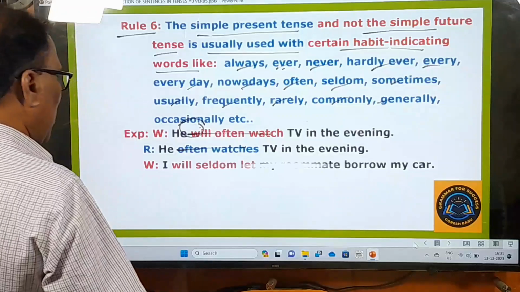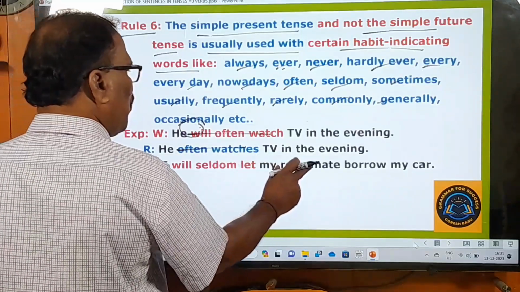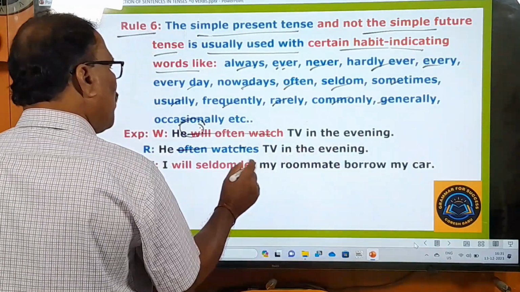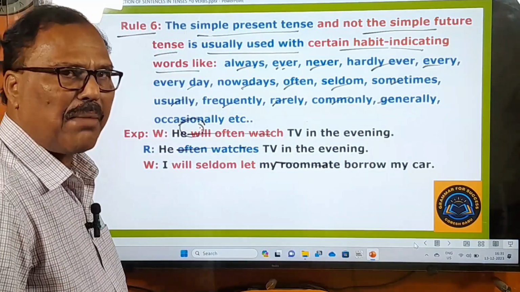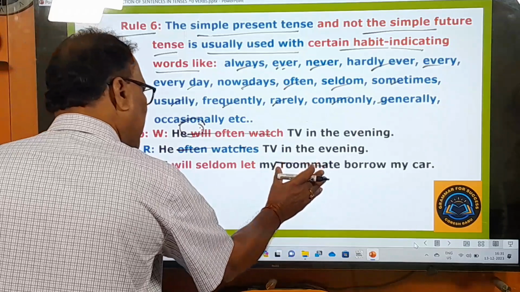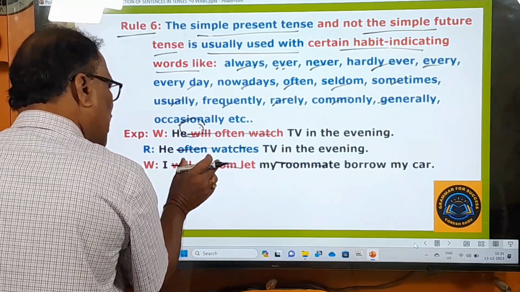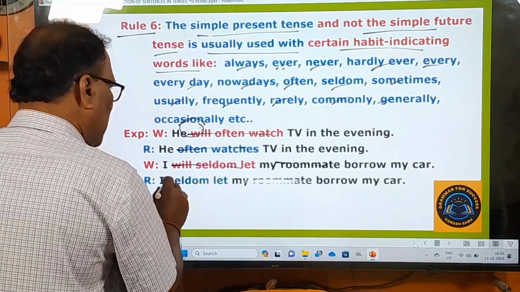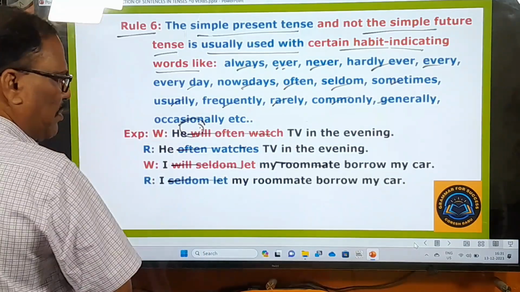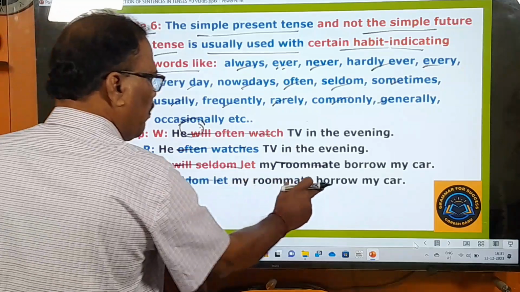Similarly, other examples are there. I will seldom let my roommate borrow my car. So you don't allow your roommate to borrow your car. That is your habit. To indicate this habit, you are using the simple future tense. You should not use that. What should you use then? I seldom let. Simple present tense you have to use. I seldom let my roommate borrow my car.